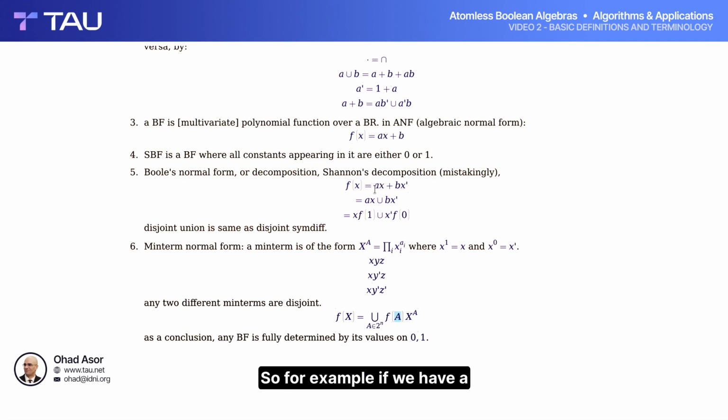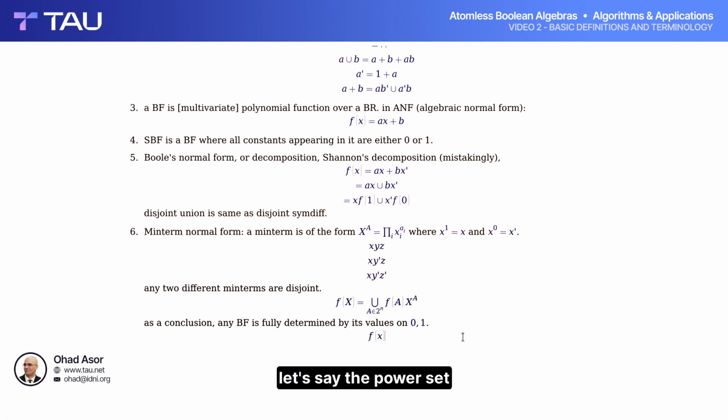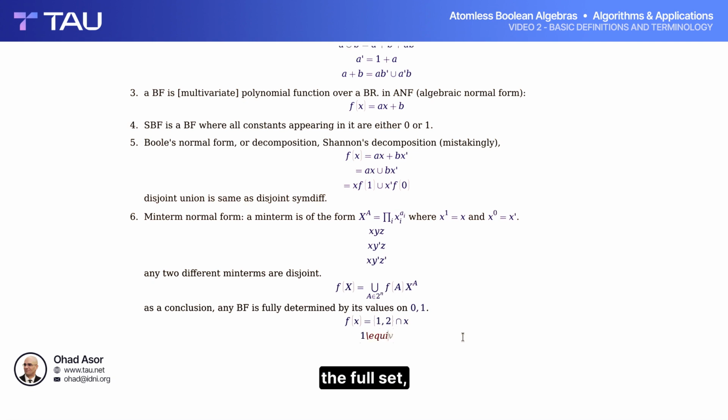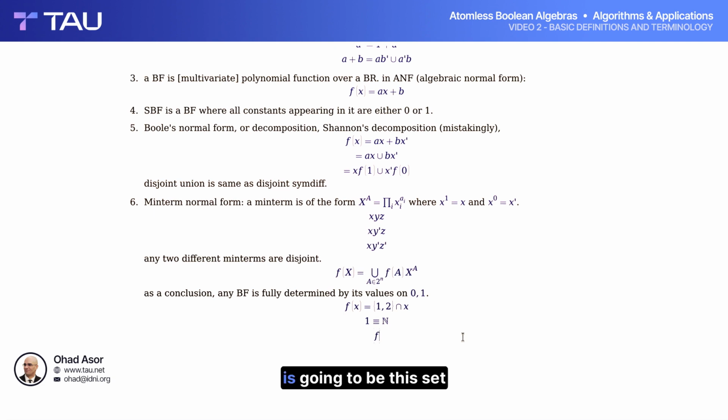So for example, if we have a power set algebra, of course, every power set is a Boolean algebra with respect to the standard set theoretic operations. So if f(x) takes, let's say, the power set of the natural numbers, we take a constant set that contains the numbers 1, 2, intersected with x. That's a Boolean function. 1 in this Boolean algebra is going to be the whole set, all natural numbers. So f(1) is going to be this set.